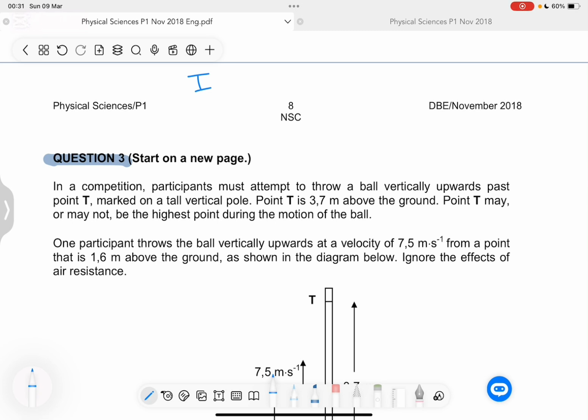Part of interpreting this problem involves reading it. The problem says to us that in a competition, participants must attempt to throw a ball vertically upwards past point T, marked on a tall vertical pole. Point T is 3.7 meters above the ground. Point T may or may not be the highest point during the motion of the ball.